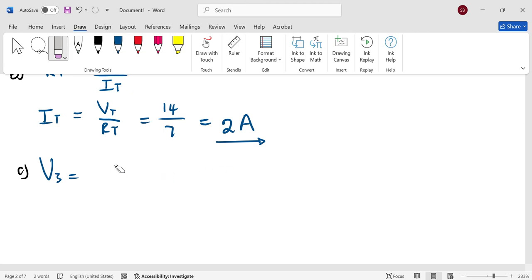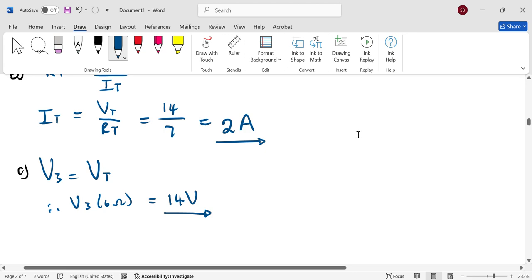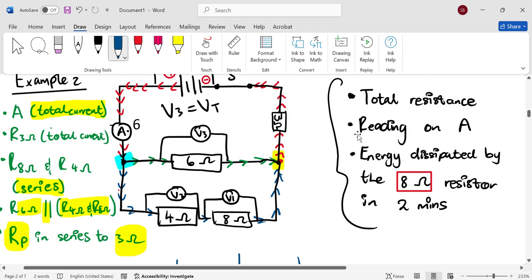So let me first start there. So V3 is equal to V total. Therefore, V3, which is for the 6 ohm resistor, is equal to 14 volts as well because it's equal to the total voltage, right? Hope you guys see that. So that's also going to be 14 volts. So that's V3, 6 ohms, 14 volts, right?